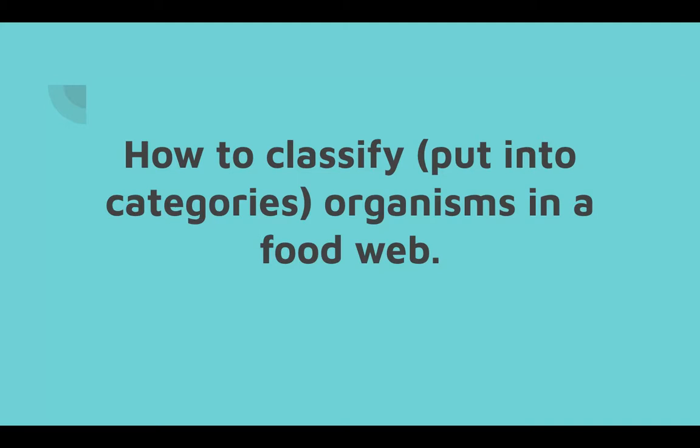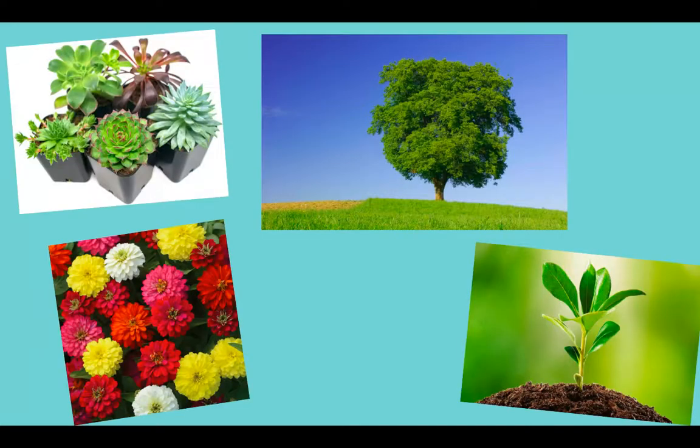So what we're going to do today is learn how to classify, or put into categories, organisms in a food web. You all have been looking at food chains, you advance to food webs. You're able to now create your own food webs. And so we're going to add just one more step to that and be able to classify the organisms in a food web. So I want you to look at these pictures here. What do you see?